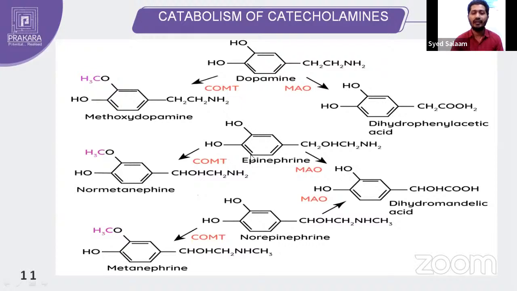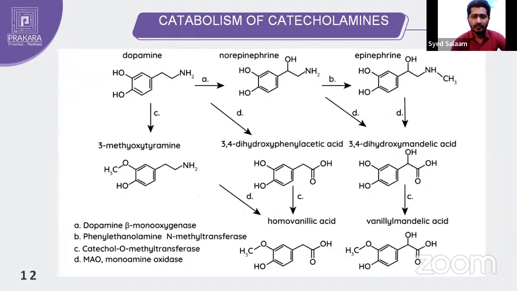Likewise, epinephrine will be converted into normetanephrine, which further gets converted by methylation into metanephrine. If we take norepinephrine, it will be converted into normetanephrine and then metanephrine by catechol O-methyl transferase. Both epinephrine and norepinephrine, by the action of monoamine oxidase, will be converted into dihydroxymandelic acid. Here a further detailed explanation is given of how they are converted.